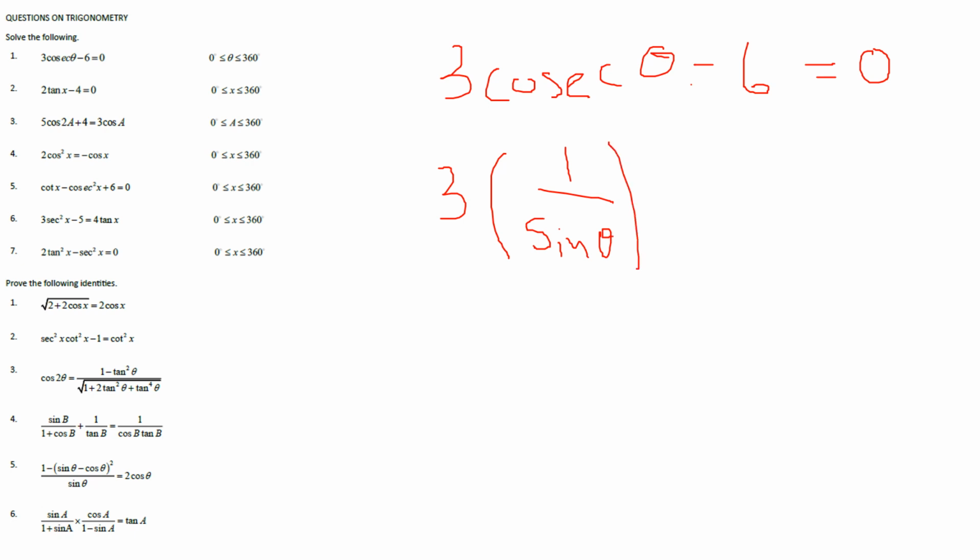Then everything will still remain the same here: minus 6 is equal to 0. And then now I just do my math. I'm just gonna transpose this one and put it on that side. So I'm gonna have 3, and remember 3 is over 1. If you multiply fractions, what is at the top multiplies, and what is at the bottom multiplies. So it's gonna be 3 multiplied by 1, which is 3, and 1 multiplied by sine, which is gonna give us sine theta.